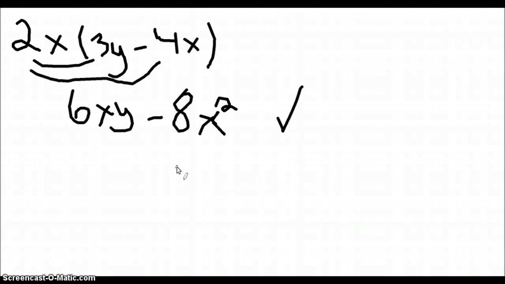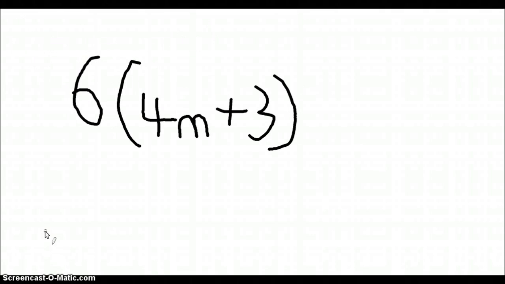Moving on to the second example. Here's the second example of multiplying polynomials using distributive property. The example is 6 multiplied by the bracket 4m plus 3. The first step we need to do is multiply the coefficients. 6 times 4 equals 24.